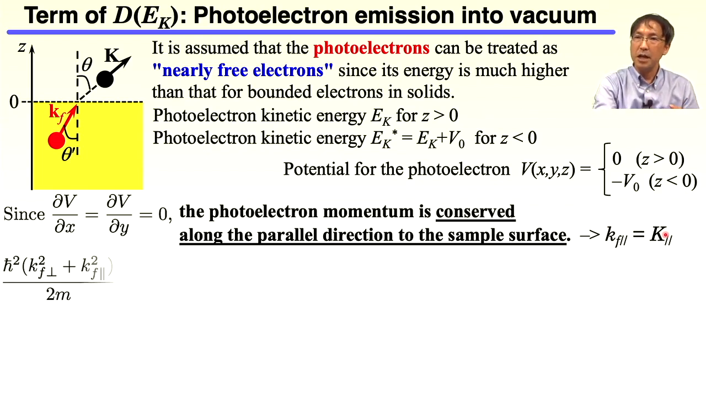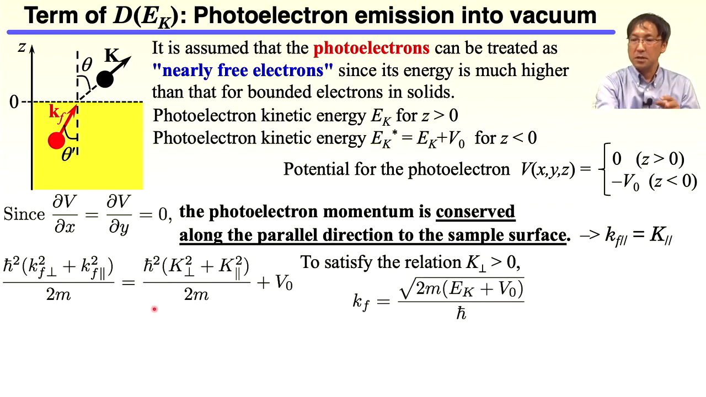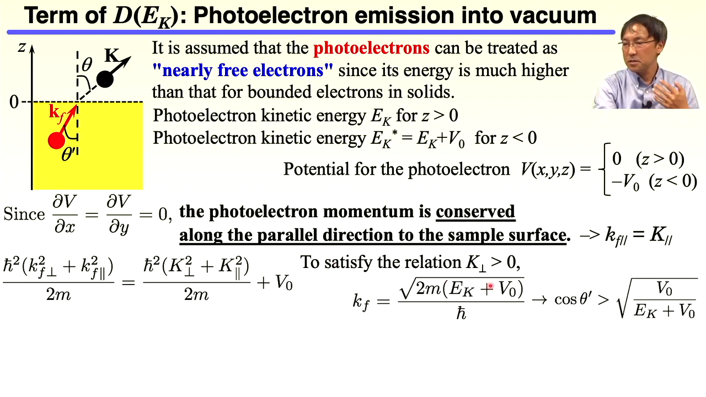Then the relation of the photoelectron wave number between the vacuum and solid is expressed like this. In order to observe the photoelectron, the large K perpendicular must be positive, and k_f is obtained by this formula. Furthermore, the angle theta prime has a maximum angle less than 90 degrees.